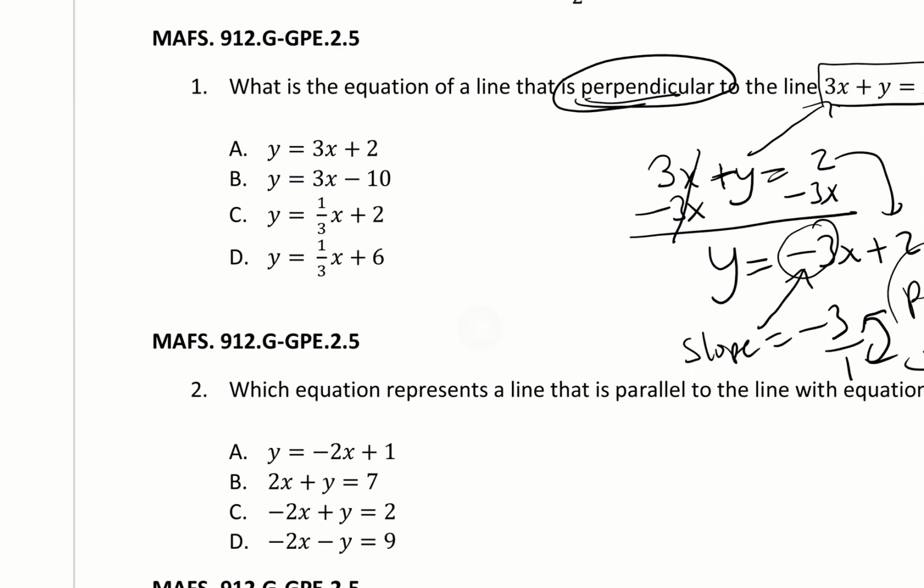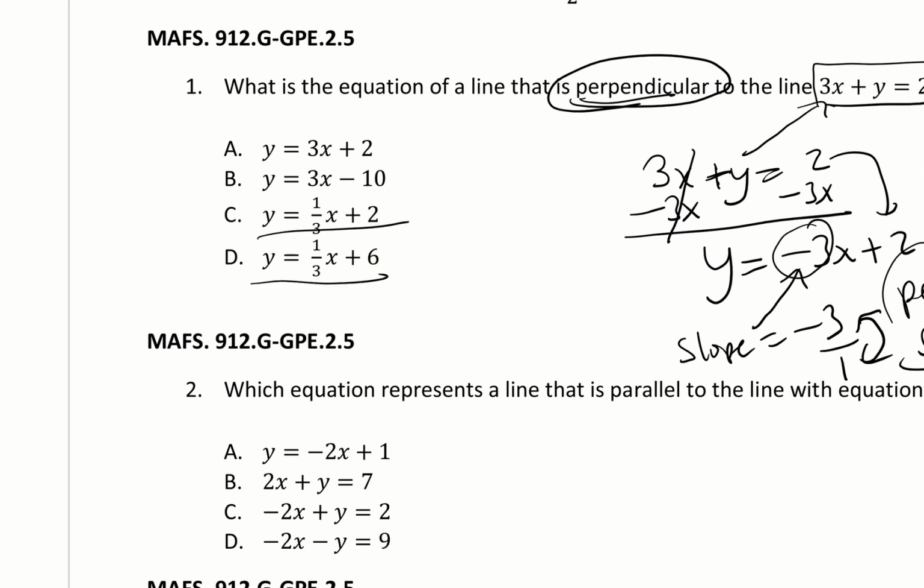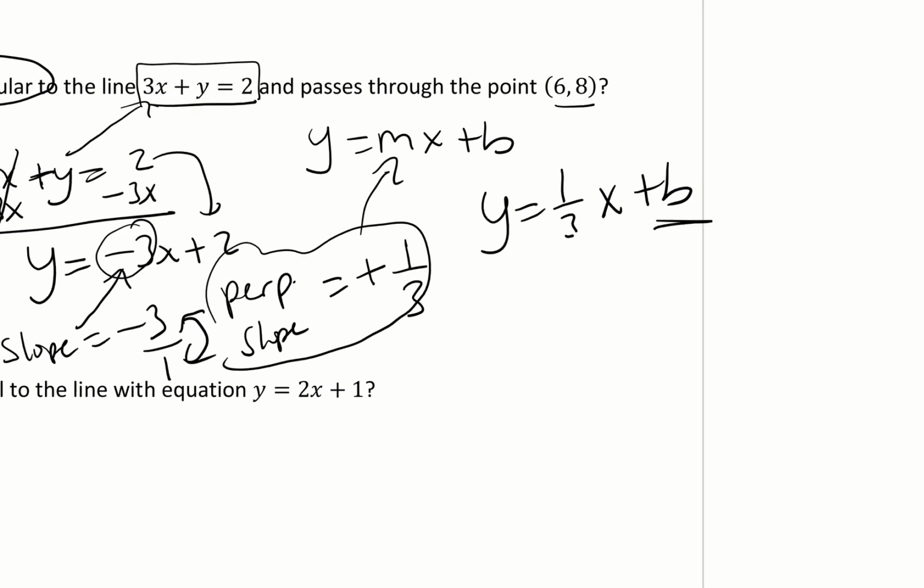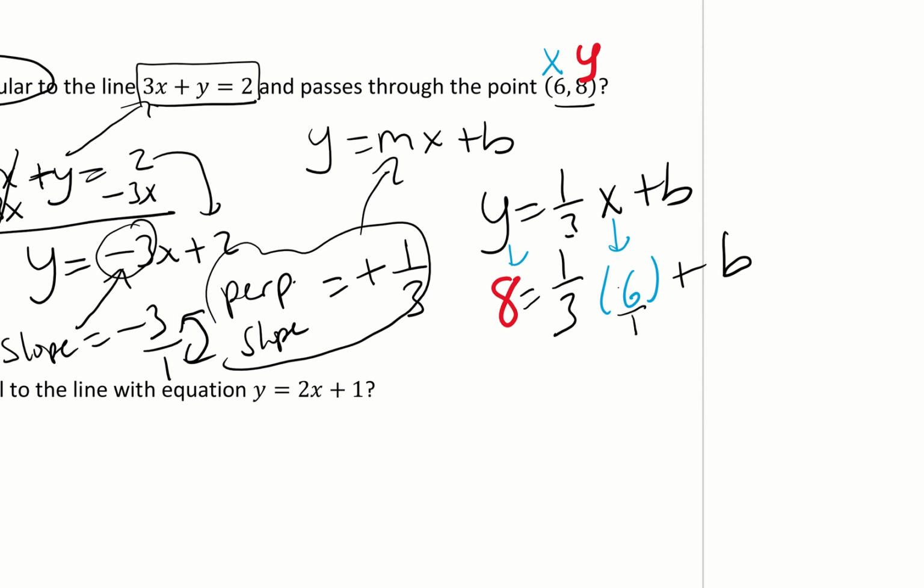And so now if you notice, that leaves just 2 responses. So is b equal to 2 or 6? That's what we're going to find out. So now we're going to plug in x and y, because that's x, that's y. So we plug that into the equation here. So this is going to be replaced with 6, this is going to be replaced with 8, equals 1/3 times 6 plus b. This is the same thing as 6 over 1. 6 times 1 is 6. 1 times 3 is 3. 6 divided by 3 is 2.